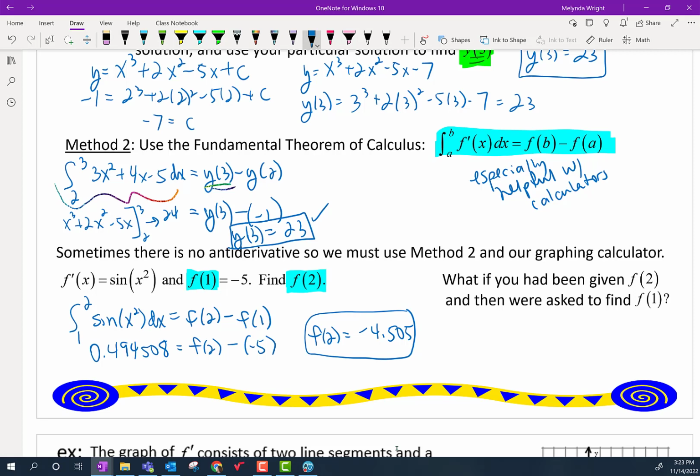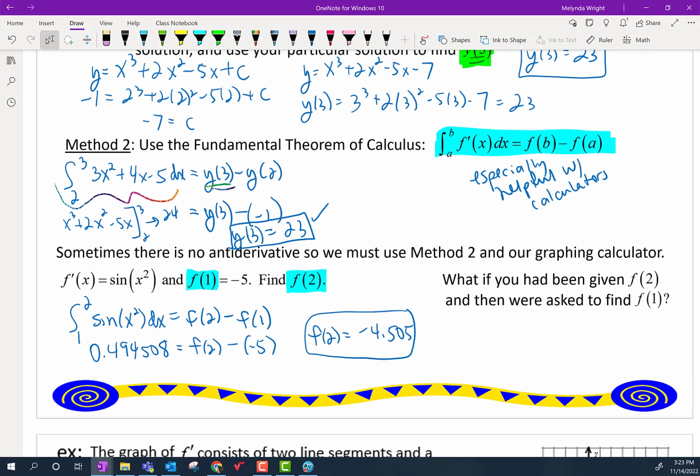So I would put the 1 first and the 2 second anyway, but these would be reversed, and we would just use algebra to solve. So it's really not a problem. I don't want anyone to think that it's a big problem if, instead of being given the bottom y value, we're given the top. It's not a problem. All right.